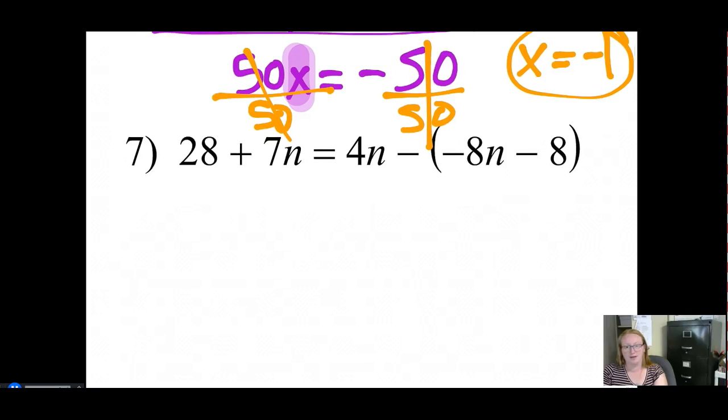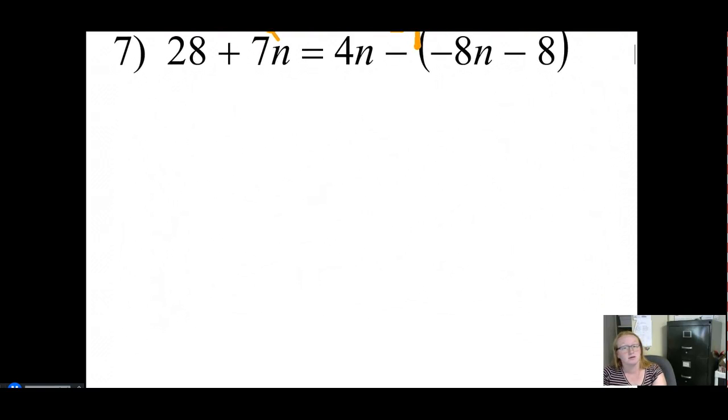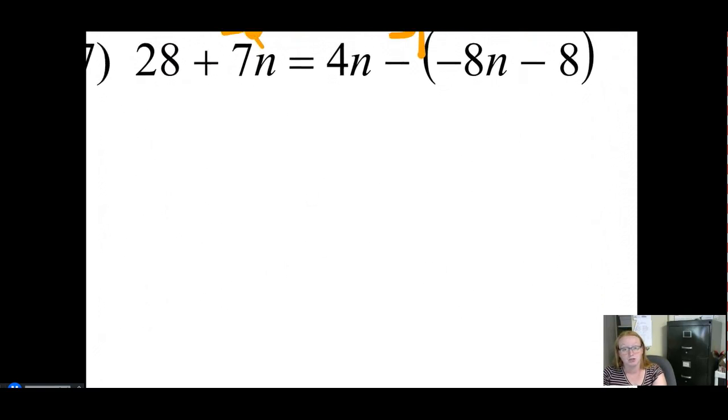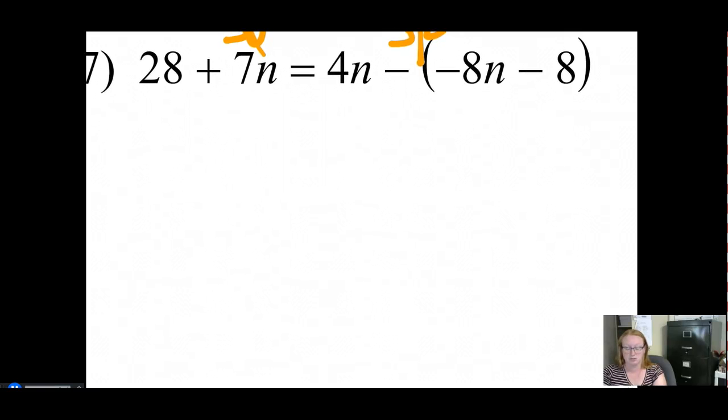If all else fails, use your calculator. Okay, you get one on your test, so make sure that you're using it to your advantage.